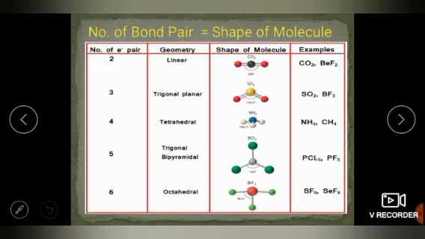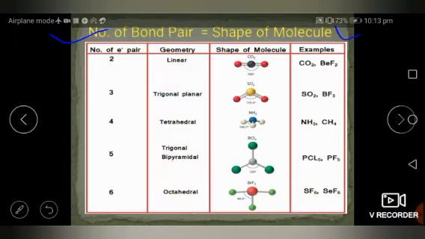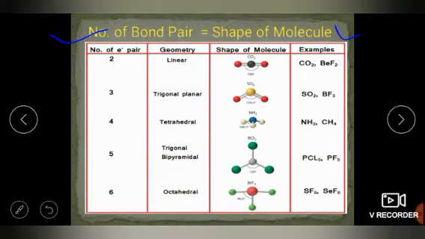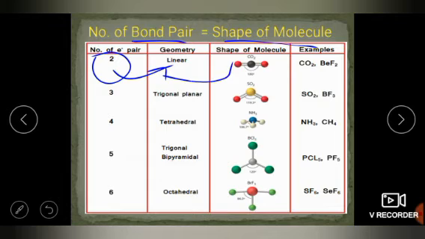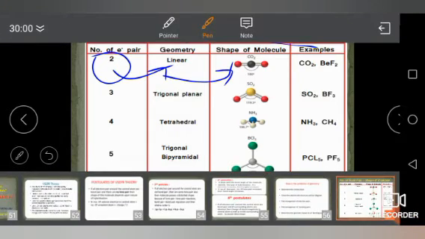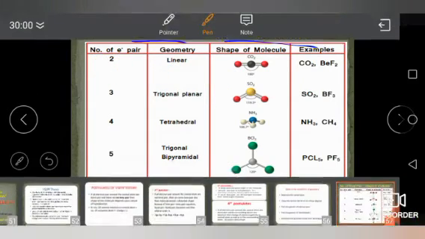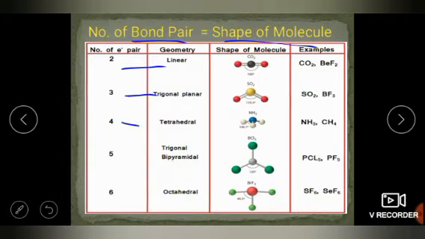Let's understand one by one whatever I explained. Number of bonds is equal to shape of molecule. Very simple. You should identify how many bond pairs there are, and that will be the shape of the molecule. Suppose 2 pairs are there, then 2 is linear, like this. First you learn this: 2 means linear, 3 means trigonal, 4 means tetrahedral, tetra means 4, hedral means head.